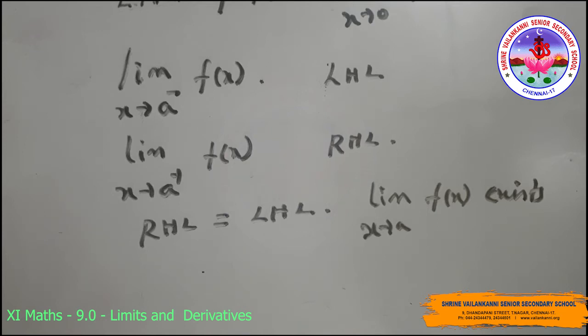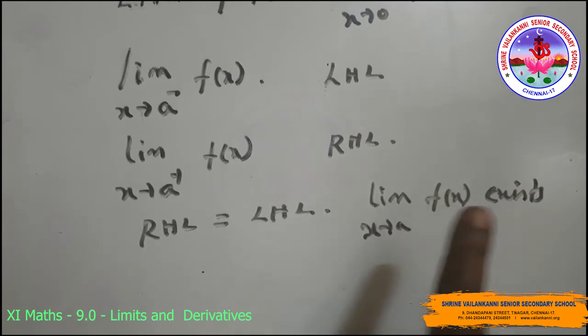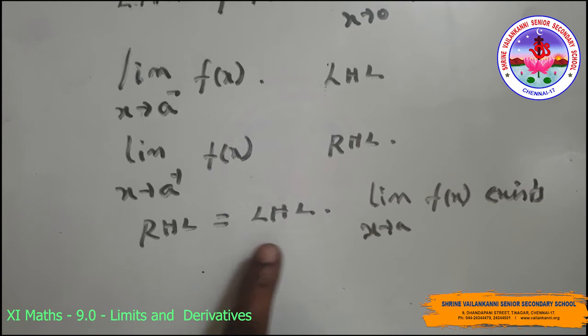If the right hand limit and the left hand limit coincide, we call that common value the limit of f of x at x equal to a. Then limit x tends to a, f of x exists if right hand limit is equal to left hand limit. If right hand limit is not equal to left hand limit, then the limit of f of x does not exist.